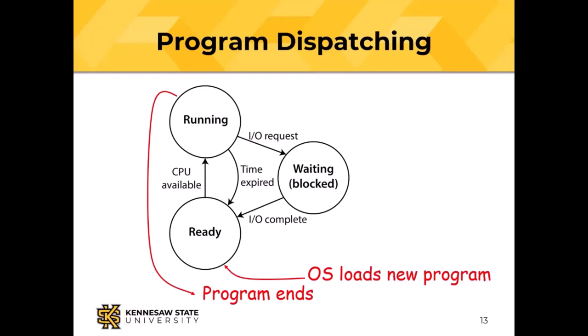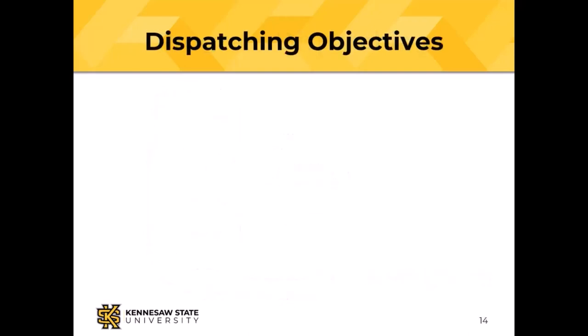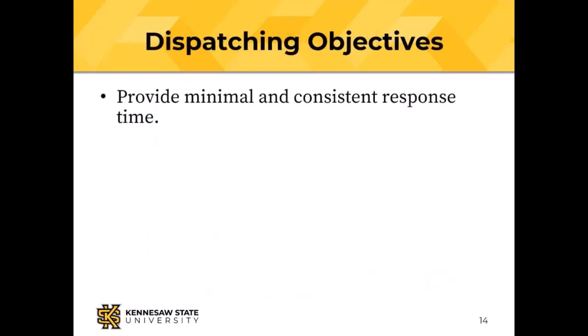A program that is in the blocked state moves to the ready state when whatever it asks the operating system to do is complete. A program that's in the ready state can move to the running state when there's a CPU available. And it's the operating system's dispatcher that decides which of the many ready programs is going to run next. So what are the objectives?